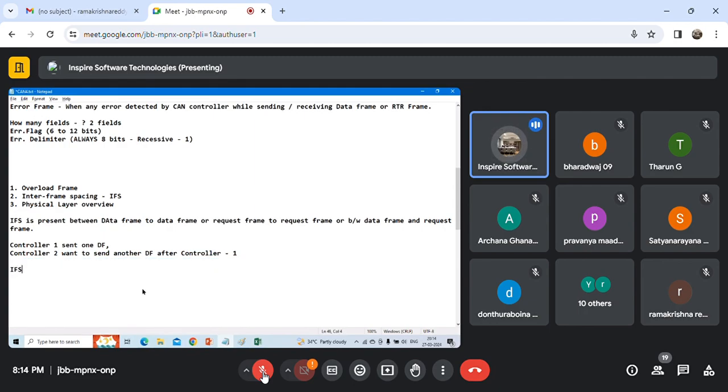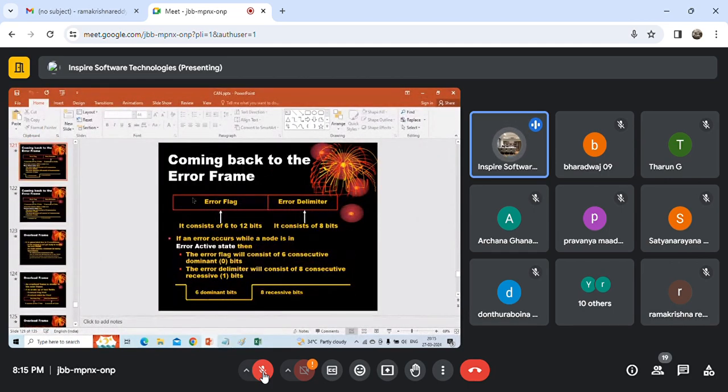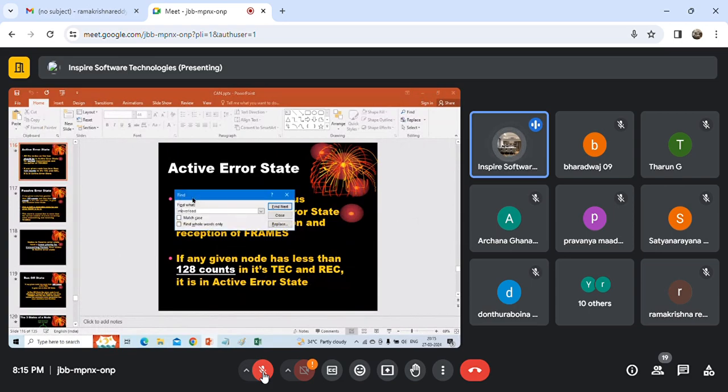So interframe spacing is nothing but this: we sent one data frame, and to send another data frame we have to wait for some time in between. So that waiting period is fulfilled by interframe spacing. It can be between data frame to data frame, or data frame to error or request frame, or request frame to request frame. Interframe spacing is nothing special, 3 recessive bits will be there. So that is only interframe spacing, IFS.